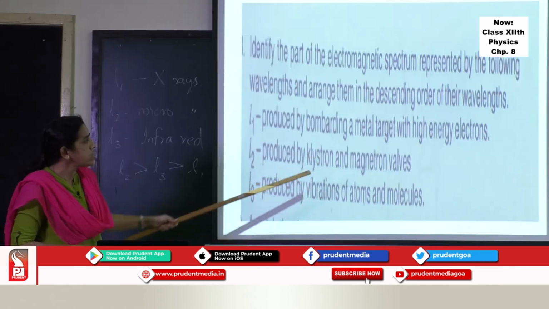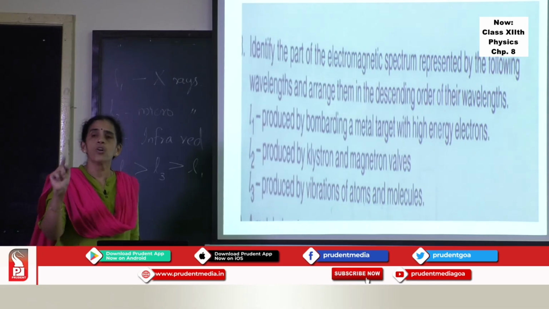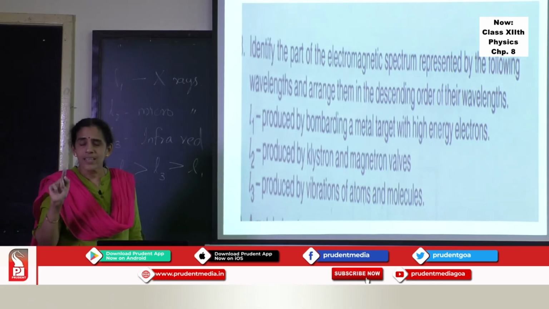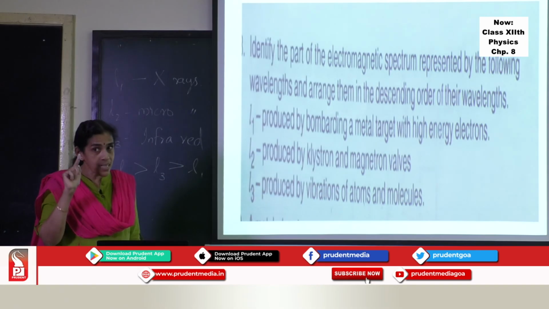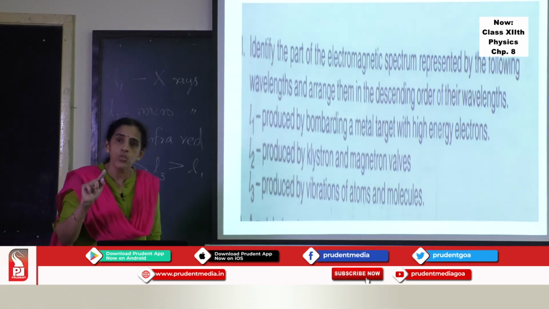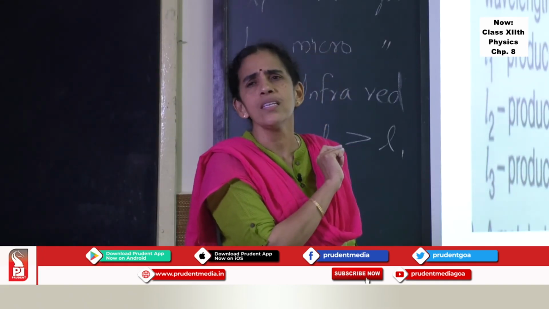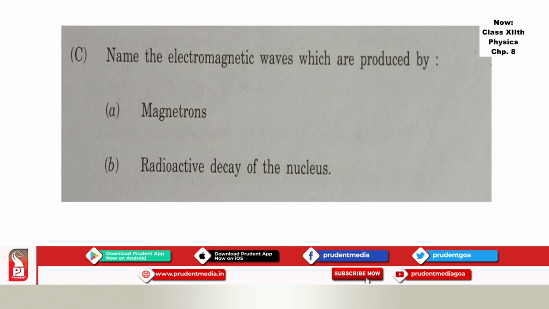Same question, instead of saying descending order of wavelength, they can say descending order of the frequencies or descending order of energy. Remember, energy is proportional to the frequency. Frequency is more means energy is also more. So this is a typical question. Many questions you can see this way. Then another type of question: name the electromagnetic waves which are produced by magnetron, already we saw, microwaves, and radioactive decay, gamma rays.